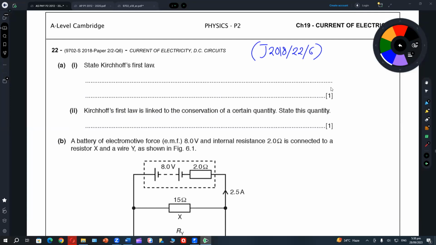Kirchhoff's first law says that total current entering a junction is always equal to the total current leaving the junction. Kirchhoff's first law is linked to the conservation of a quantity. Which quantity is conserved in the first law? That is again a memory question, that is charge.